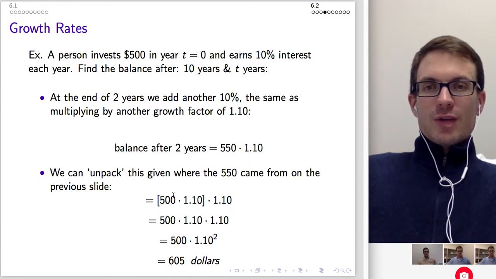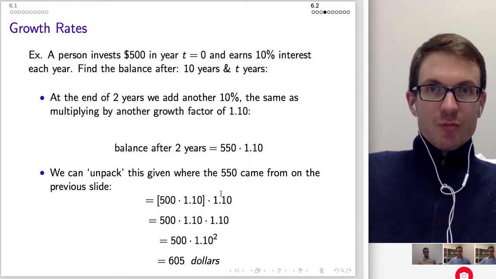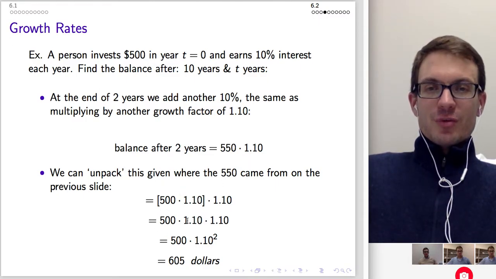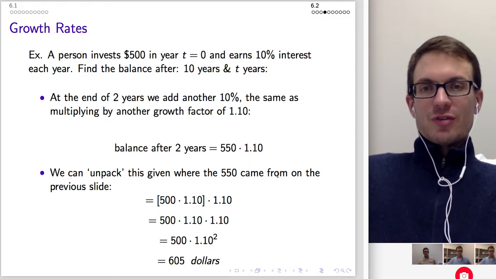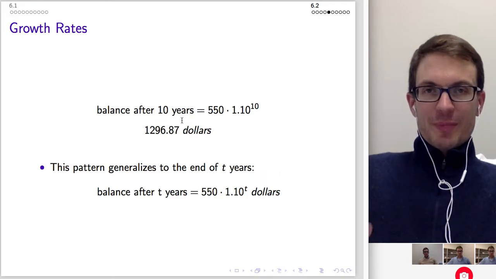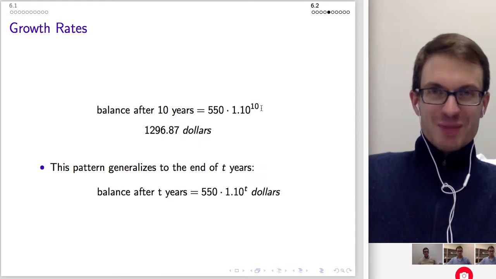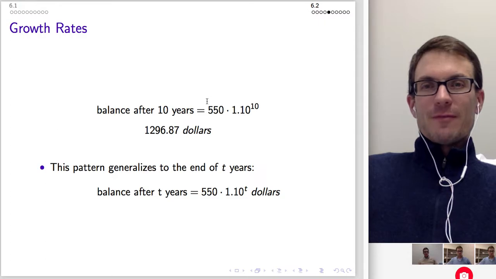What we actually have is, well, we've got our 500 times 1.1 from the preceding slide times another 1.1, because we have the second year's worth. So this is 500 times 1.1 times 1.1, or 500 times 1.1 squared. And now you see this sort of exponential developing, right? Remember, this is taking the place of our variable. And this is $605. Well, the balance after 10 years, you might guess, is going to be 500 times 1.1 to the 10th.